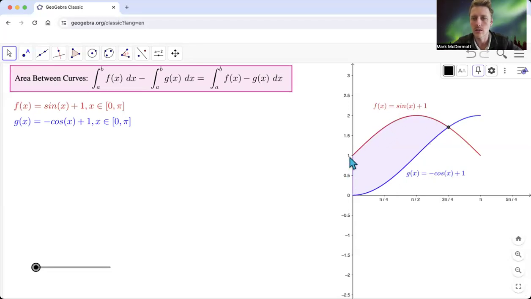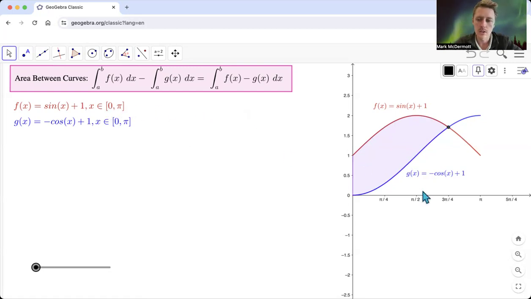So if we look at this function f of x equals sine x plus 1, which is in red, and g of x equals negative cos x plus 1 in blue, the first thing we need to do is find where they intersect, because what we're going to try and find is this shaded area in here. We want to know what the area of that is.